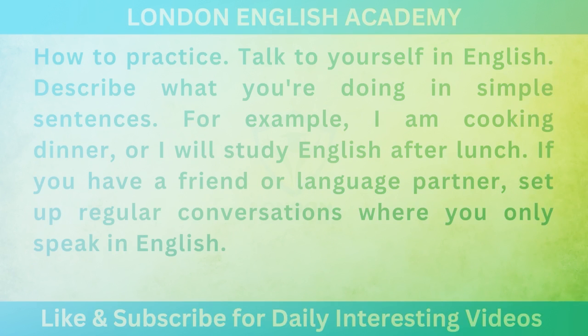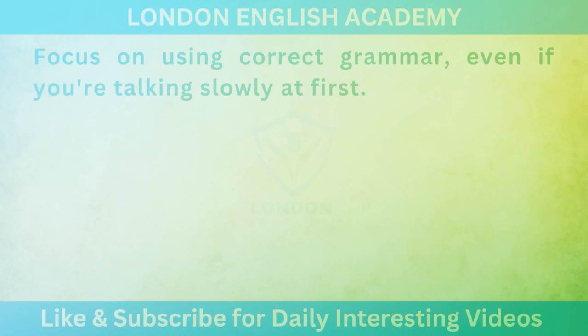How to practice. Talk to yourself in English. Describe what you're doing in simple sentences. For example, "I am cooking dinner," or "I will study English after lunch." If you have a friend or language partner, set up regular conversations where you only speak in English. Focus on using correct grammar, even if you're talking slowly at first.